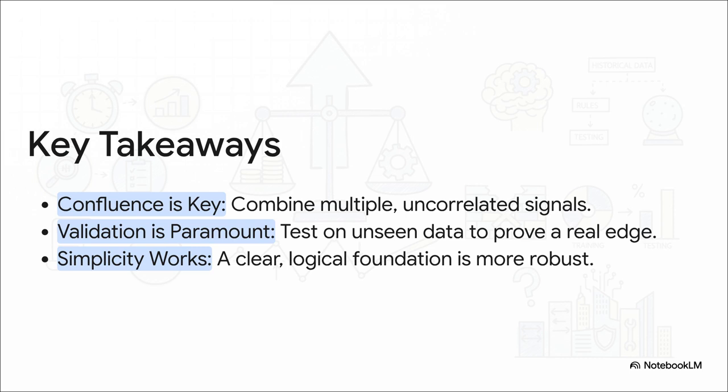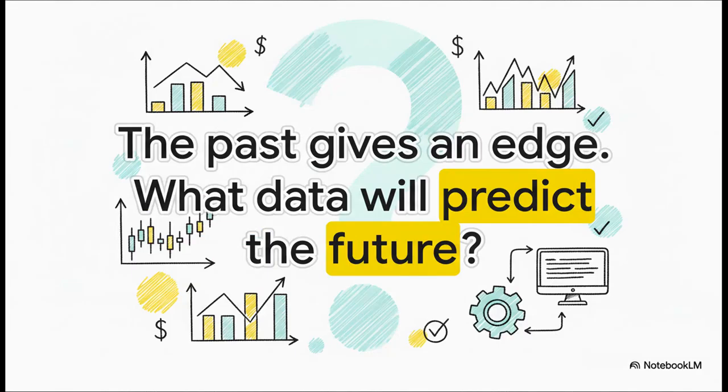Second, validation is everything. It is the one crucial step that separates a real, durable edge from just getting lucky on a backtest. And finally, simplicity works. The strategy's clear logic, all based on one core idea, made it way more robust than something that's been overcomplicated and over-optimized. And that leaves us with one final thought.